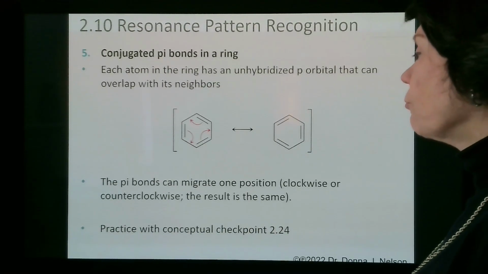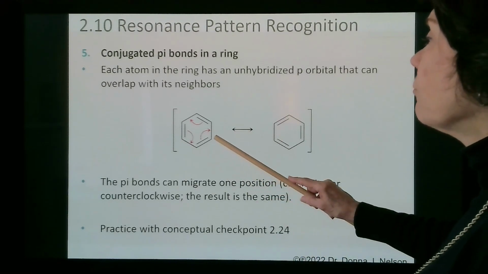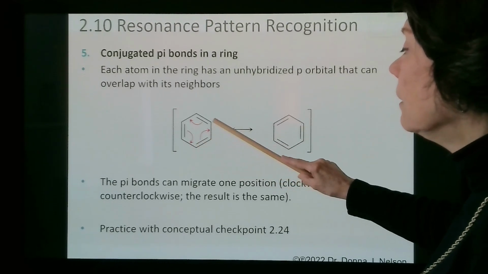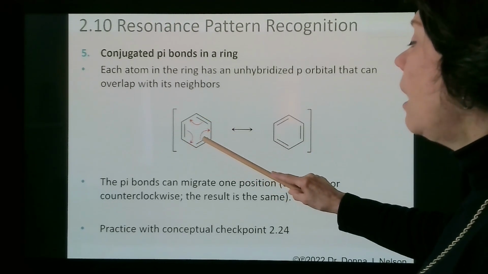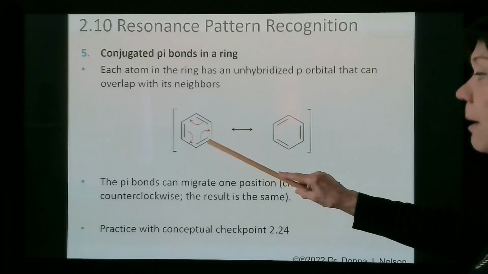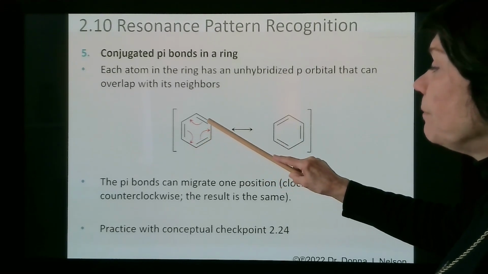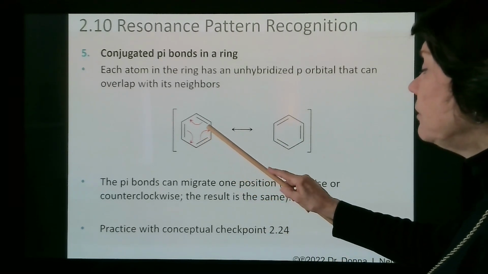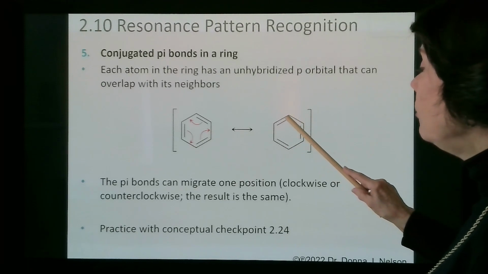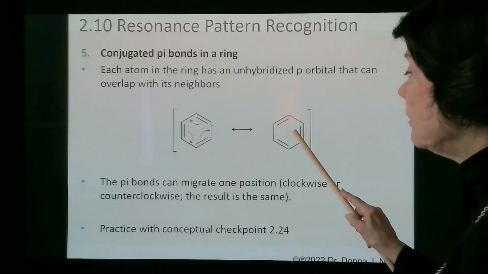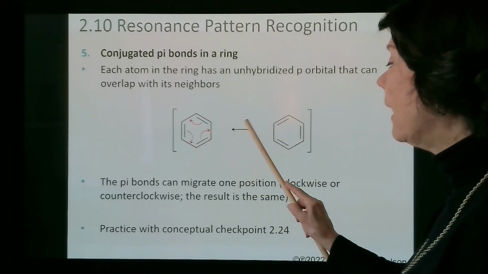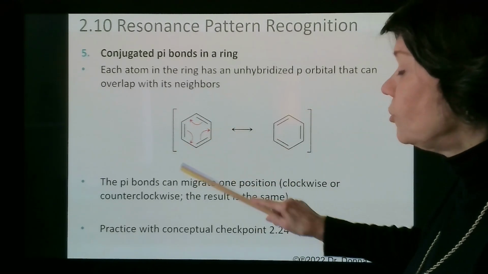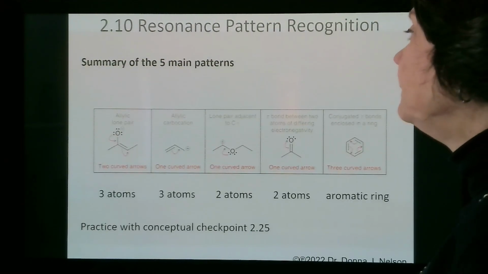Conjugated pi bonds in a ring. So each atom in the ring has an unhybridized p orbital. There's a p orbital here, one here, here, here, here, here. And so each of these pi bonds can move one position, and when it does, you get a new resonance structure. So these are the two resonance structures. For benzene, you can see the arrow indicating resonance, and you can see the brackets indicating a resonance structure.